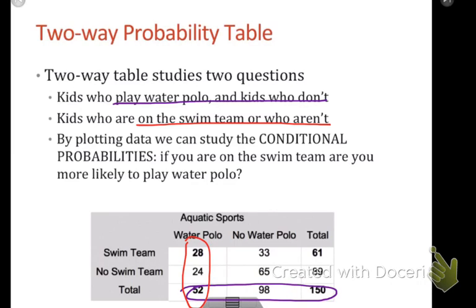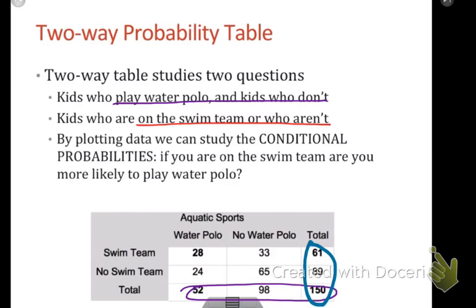Oops, I did the wrong thing. I'm sorry. That's not what I want to look at. I want to look at this. Sorry. Kids who are on the swim team or not. So 61 kids are on the swim team, 89 kids are not. So if you want to know what percentage of kids are on the swim team, you'd say 61 over 150.